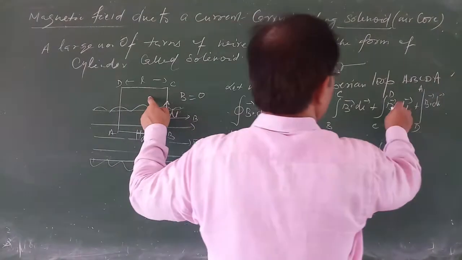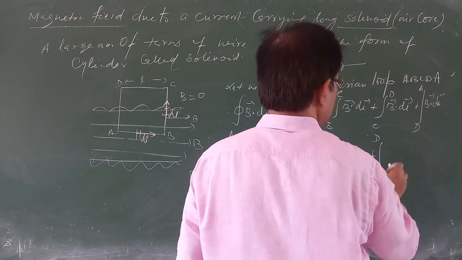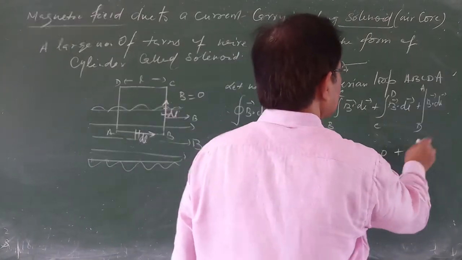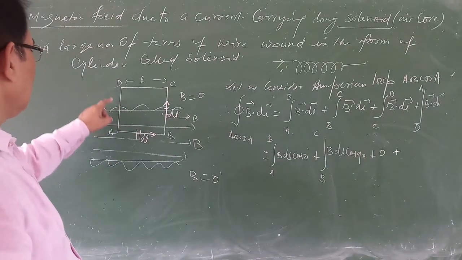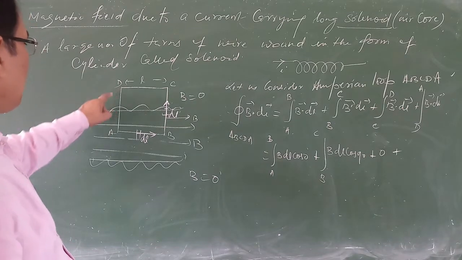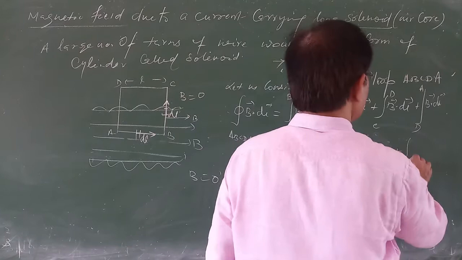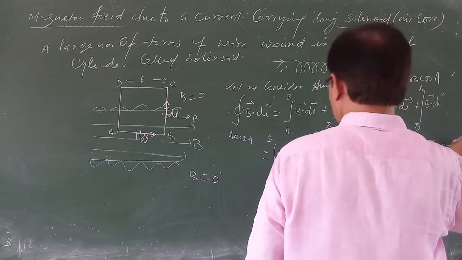So here, the magnetic field from C to D is 0, so this term you can write directly as 0, plus the integral of B dot dl from A to D, that is D to A. This is also perpendicular to the magnetic field, so it is B dl cos 90 degrees.